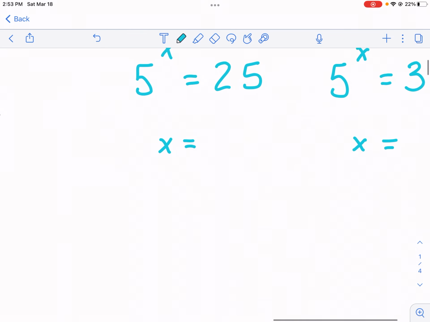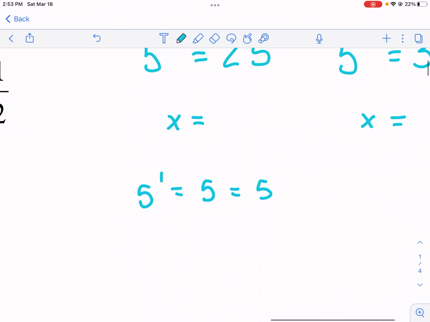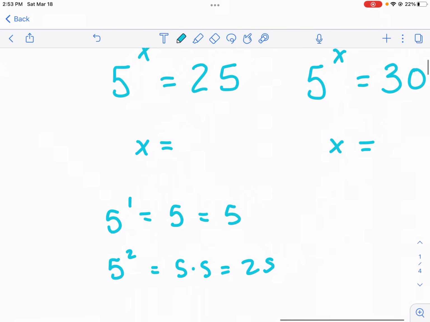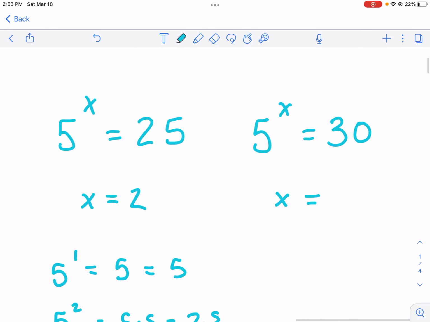If you're completely unfamiliar, you could say 5 to the first power, I know that's 5 times itself one time. That's just going to give us 5. So that's obviously not it. If I have 5 to the second power, that gives me 5 times 5. That equals 25. I got it. So x equals 2. That one's not so bad. Some of these are not so bad.